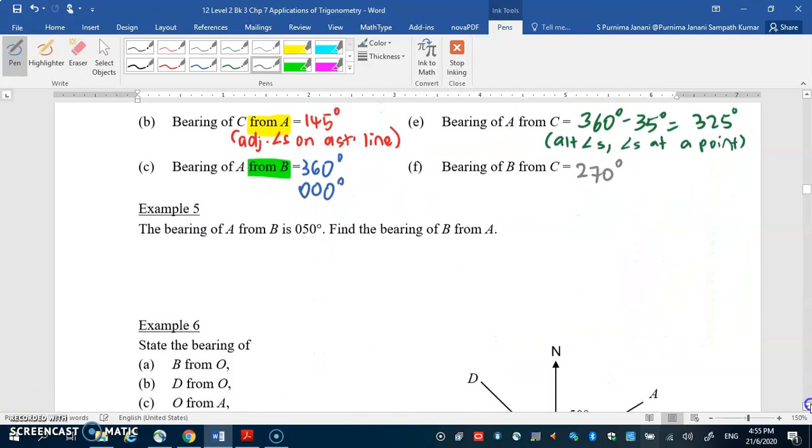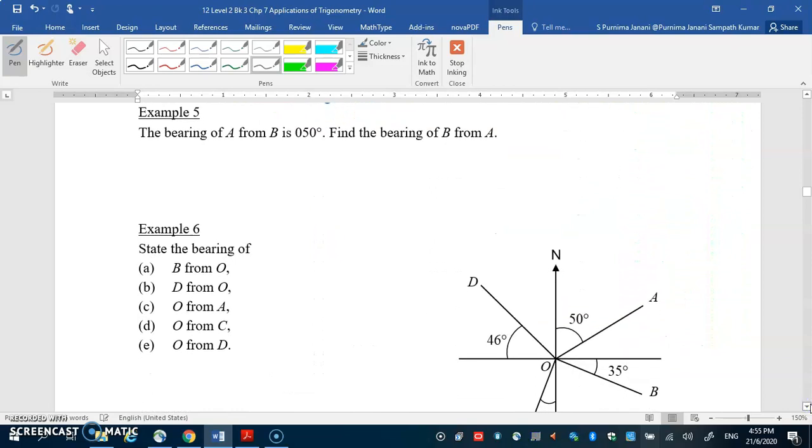Bearing of A from B is 50 degrees. Find the bearing of B from A. So in this case, there's no diagram given, but you can draw your own. So B is here and A is here. Then you should draw your north. So the north is here. Bearing of A from B is 50, which is this one, 50 degrees here. Now they say find the bearing of B from A.